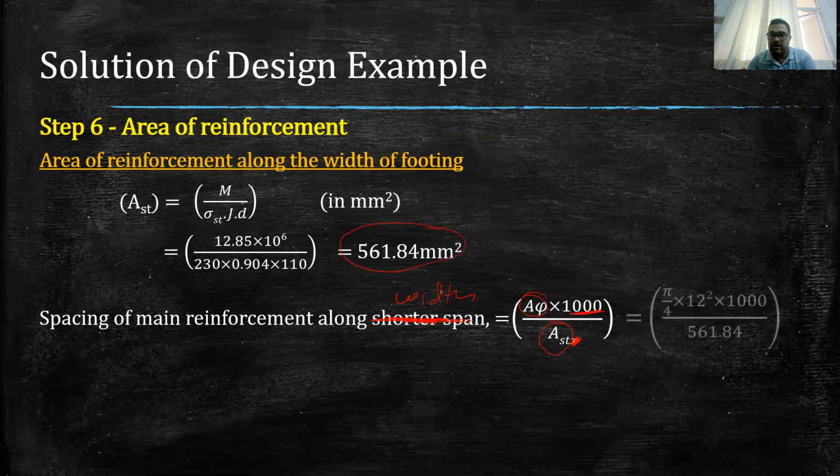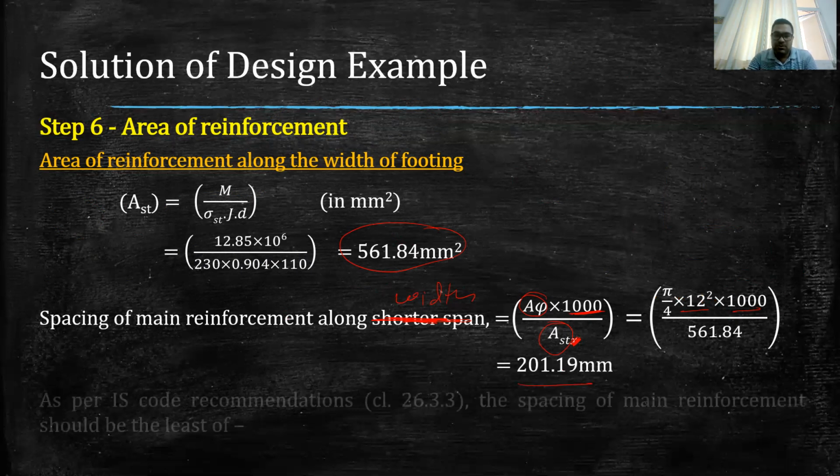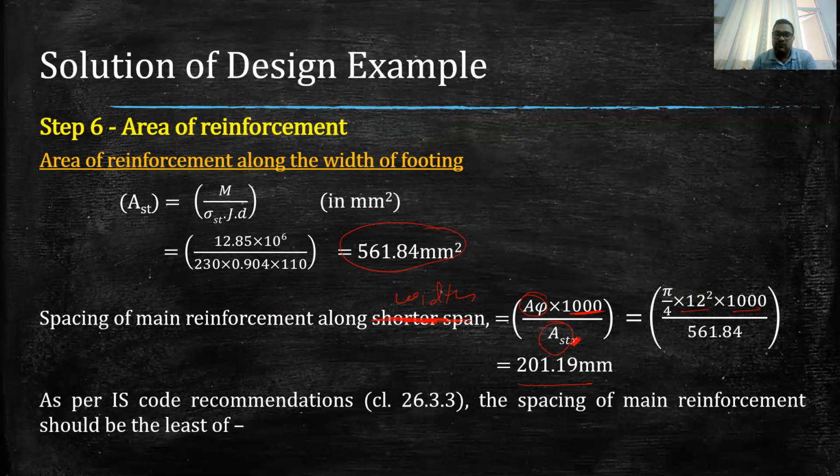Putting all the values here, the main bar reinforcement diameter we have assumed earlier is 12 mm. So area of cross section of 12 mm bar into 1000 upon 561.64. So the spacing of the bar is 201.19 mm.